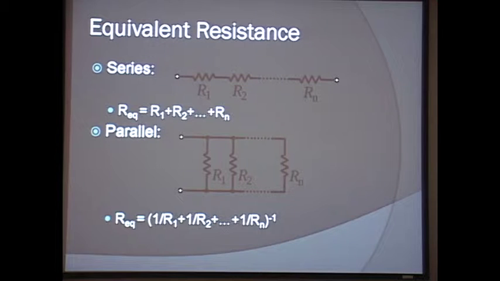Versus parallel, which drops all the voltage across them, but all equally, and it's given by this, which would be 1 over the equivalent resistor equals 1 over the first resistor plus 1 over the second resistor plus however many you have, 1 over them.